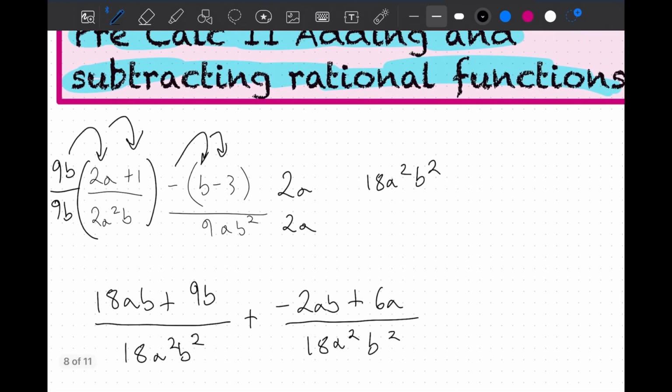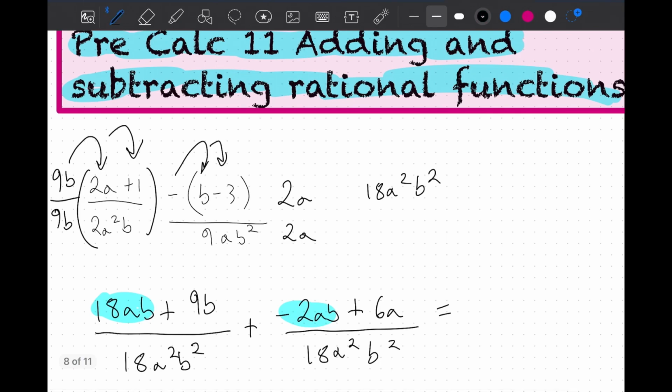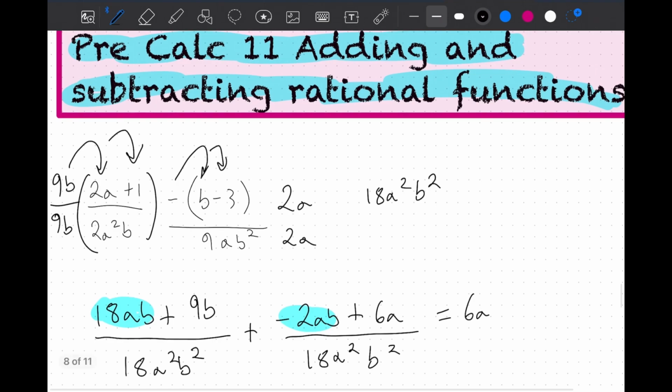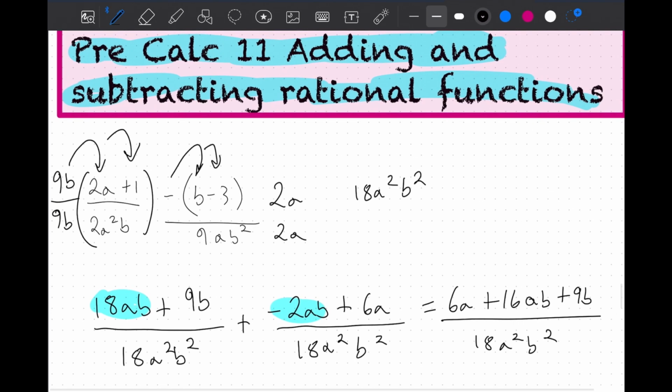And then now, since the denominators are the same, I can just combine that. Anything that is the same power can be combined. And in this case, it would just be ab, and I'm going to write it in terms of a's. So the 6a first plus 16ab plus 9b all over 18a squared b squared. And that's our answer.